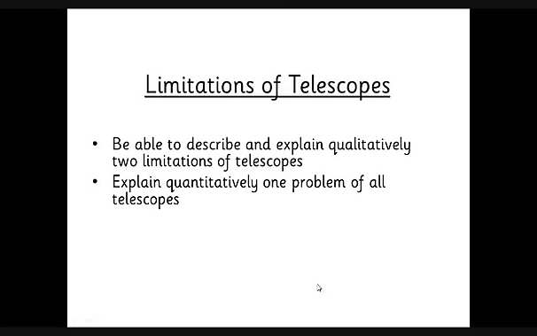Well, we've had a little look at how basic telescopes work, but we need to have a look now at what their limitations are and why we bother to build huge, great telescopes when we could just use little ones. So we're going to describe and explain qualitatively two limitations of telescopes, and we're going to look at particularly whether these apply to reflecting telescopes or refracting telescopes. And then we're going to have a little look quantitatively at one problem which all telescopes suffer from.